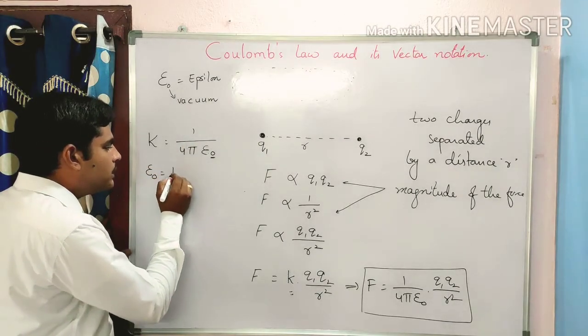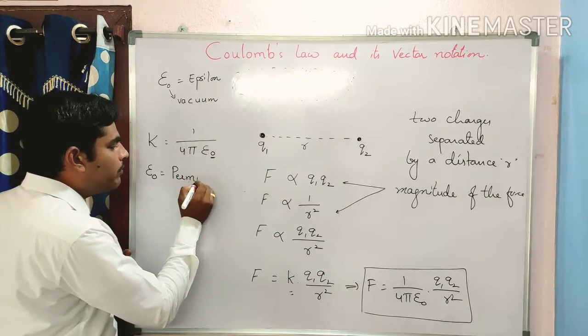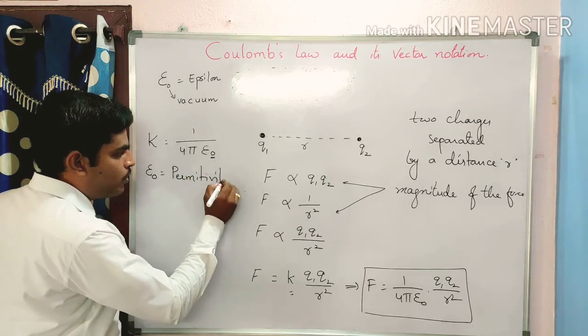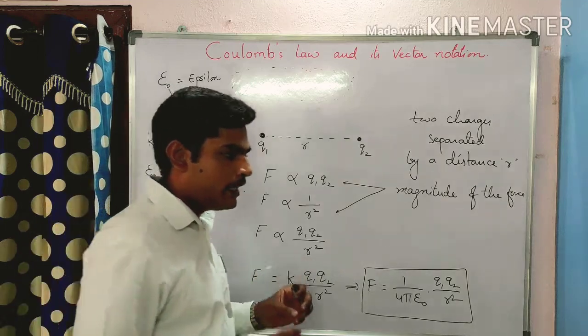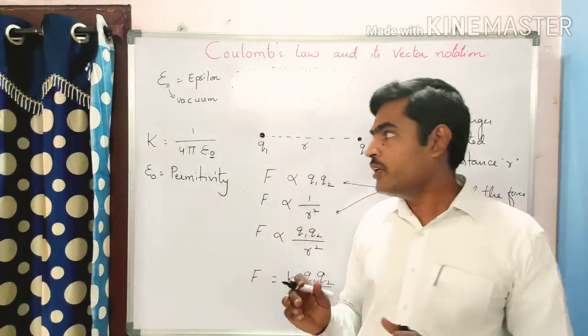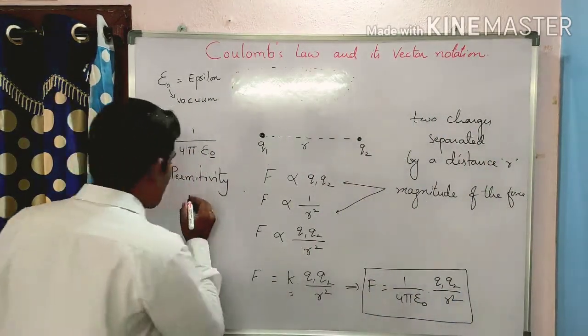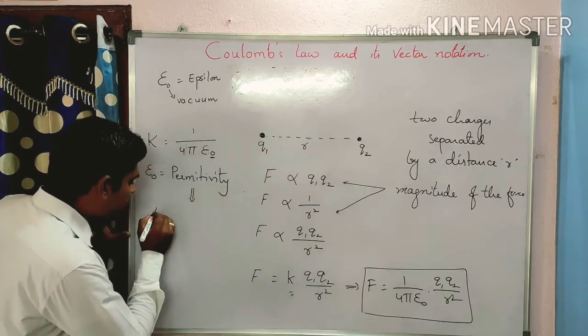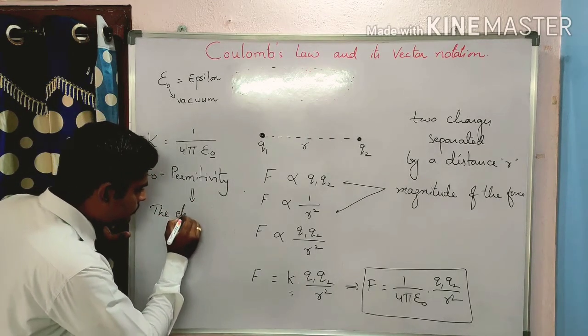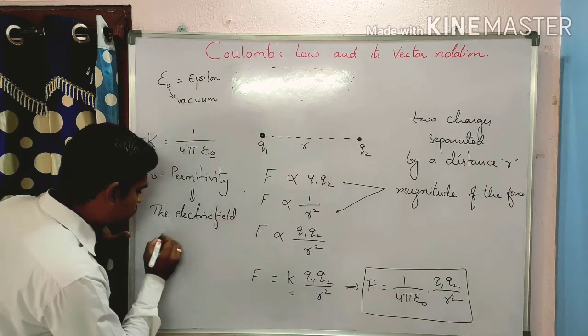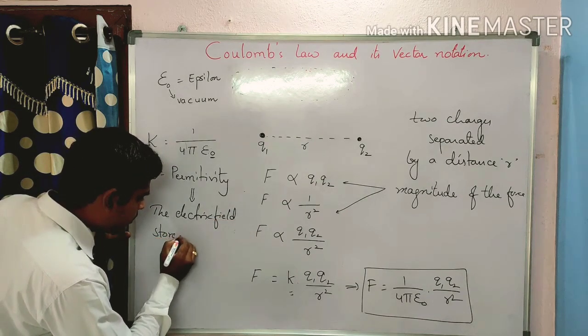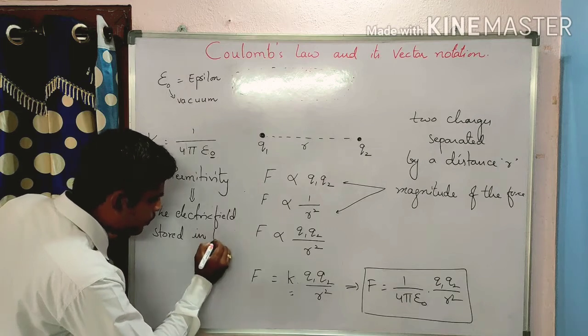So what is epsilon naught? Epsilon naught is permittivity. What is permittivity? Permittivity is the electric field stored in the medium.